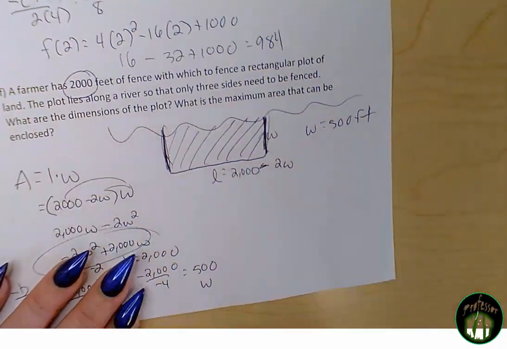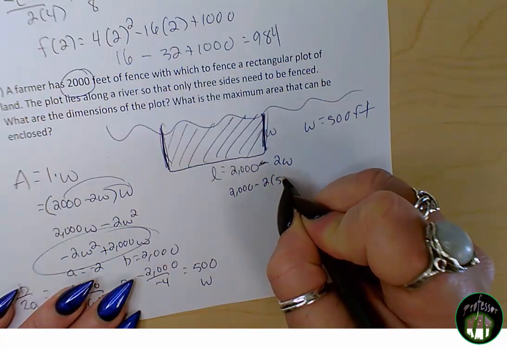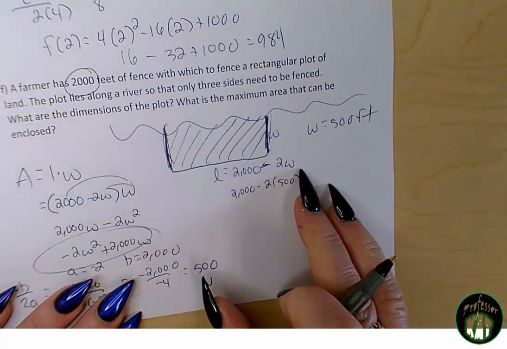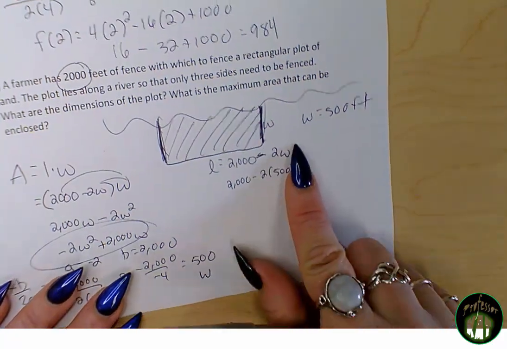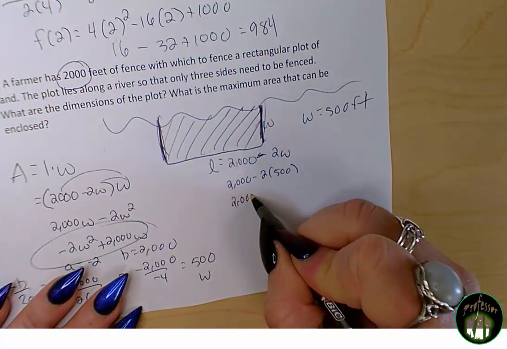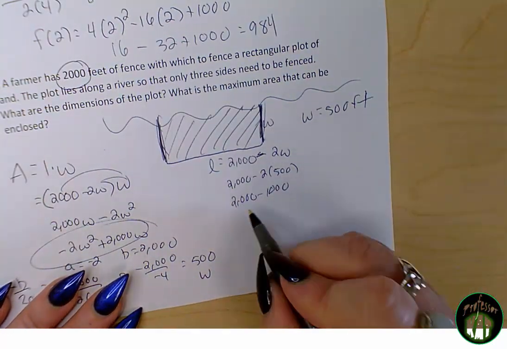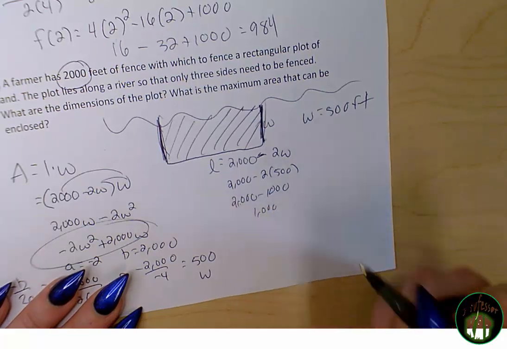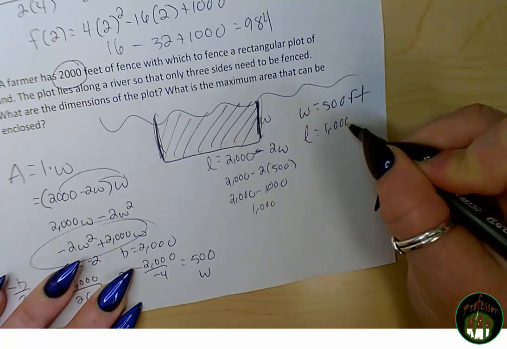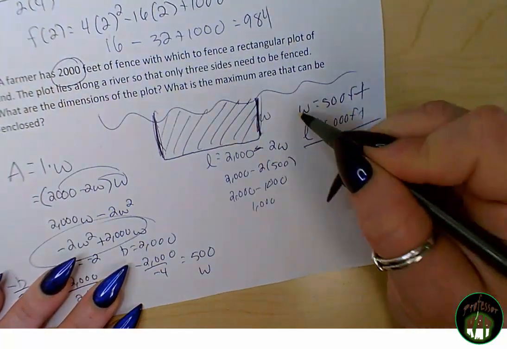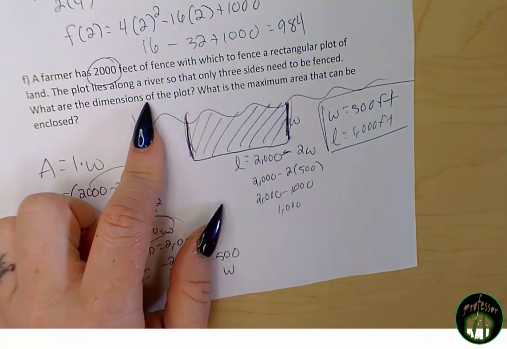And if the width is 500 feet, we can easily calculate the length, because we created a little mini formula for the length. The length is equal to 2,000 minus 2W. Plug in 500 here and simplify. 2 times 500 is 1,000, and 2,000 minus 1,000 is 1,000. So that means the length is 1,000 feet. The width is 500 feet. Those are the dimensions of our plot.